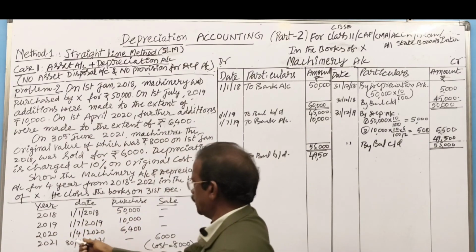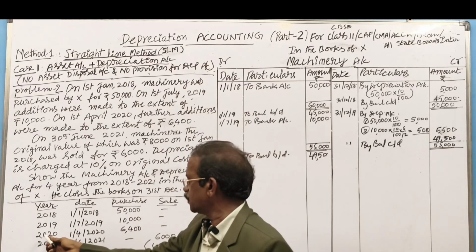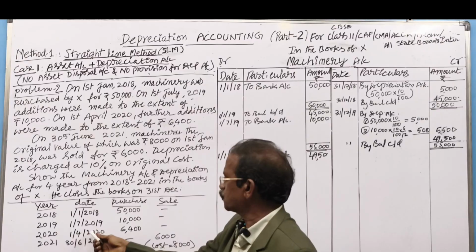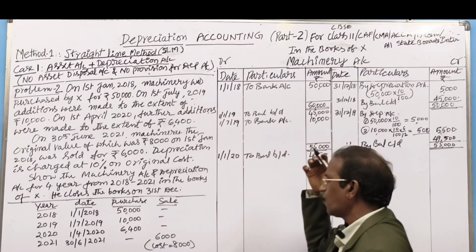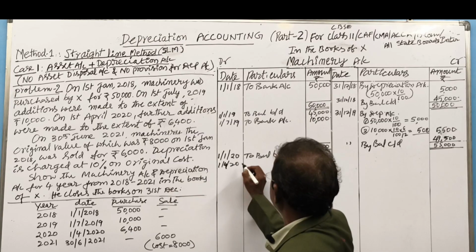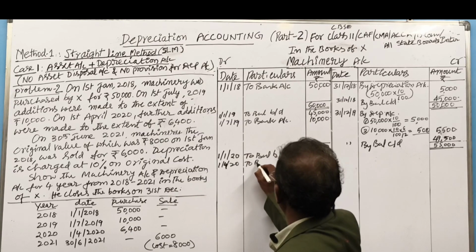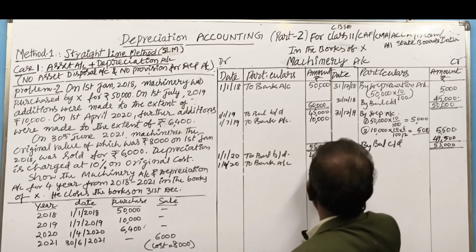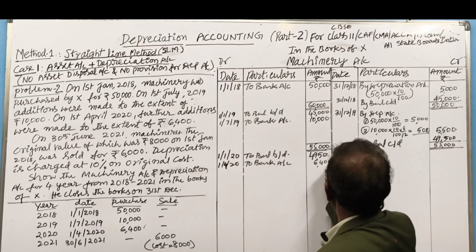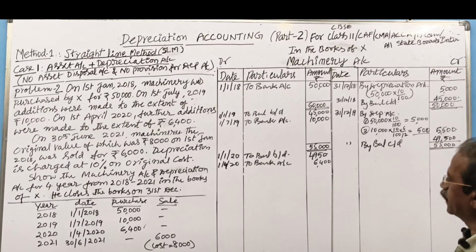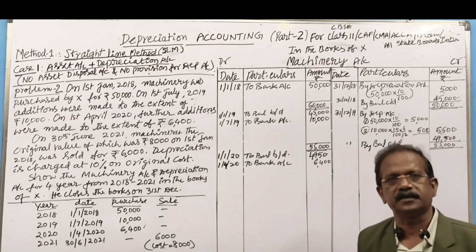Again, you have to come to this information. In 2020, we purchased on 1/4/2020 for 6,400. So you write 1/4/2020. You should write the same way, to bank account. How much is the amount? 6,400. Now, at the end of the third year, again we have to calculate the depreciation.